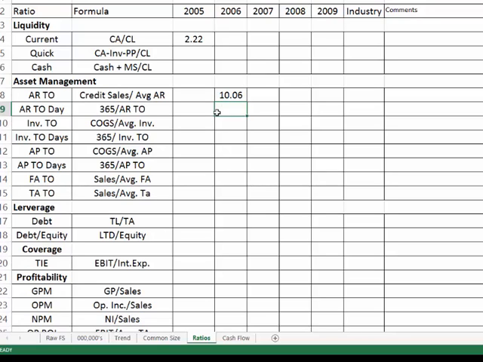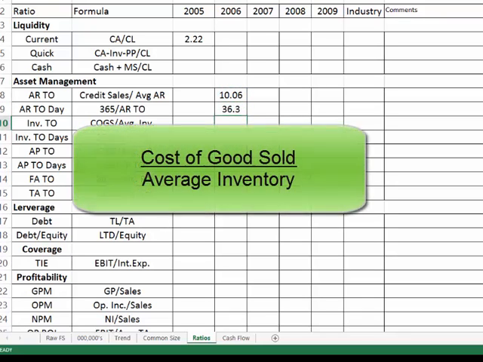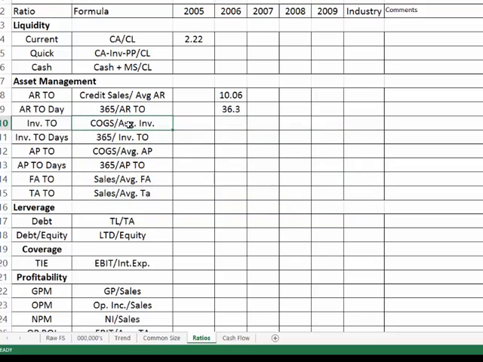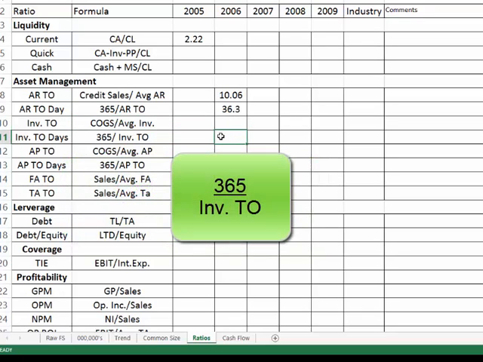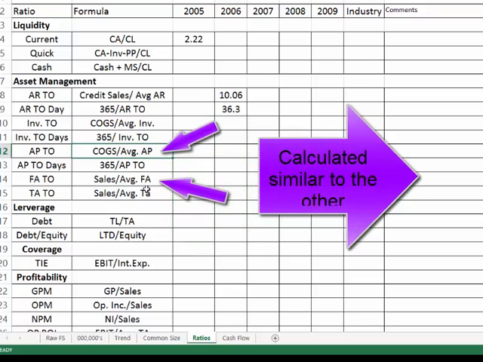Well, let's calculate that precisely, and we see that the formula for that is 365 divided by the turnover. You'll see that 36 days was our collection period. Again, you can do the same calculation for inventory turnover using cost of goods sold over average inventory, and then divide 365 by that number, and again average AP, and then average fixed assets.